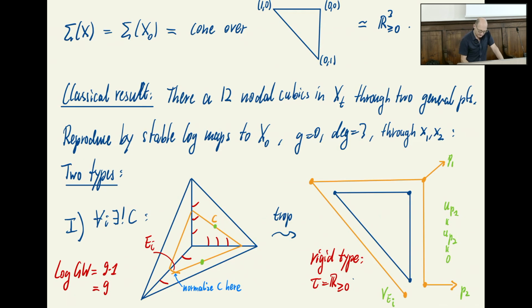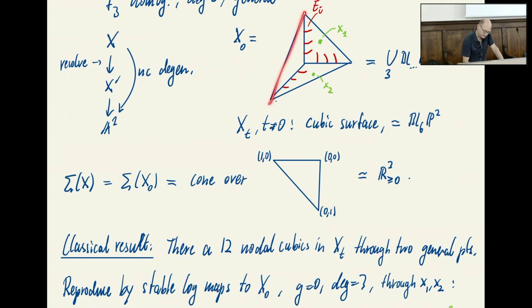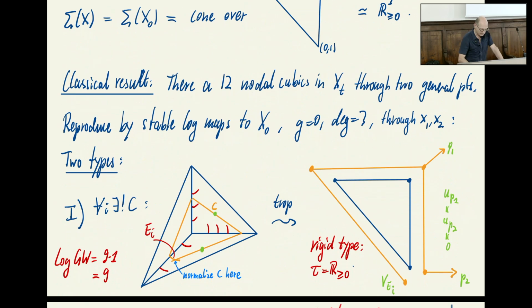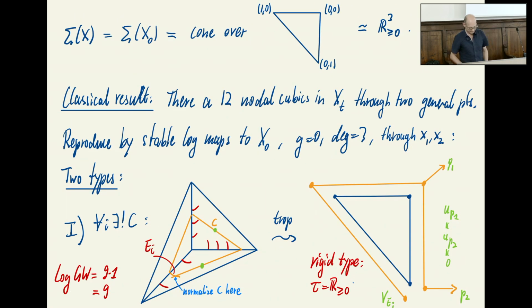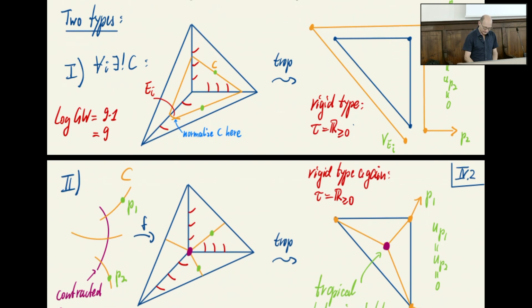So first we need to fix 2 points x1, x2 on the central fiber. I denoted them here, right? So this is my central fiber, just taking 2 general points. And you will see what general means in a second. Then there are 2 types of stable logarithmic maps. Type here is used in a naive sense, not in the tropical sense, but tropically there will also be 2 types. So the one is as follows. It's slightly complicated to explain.